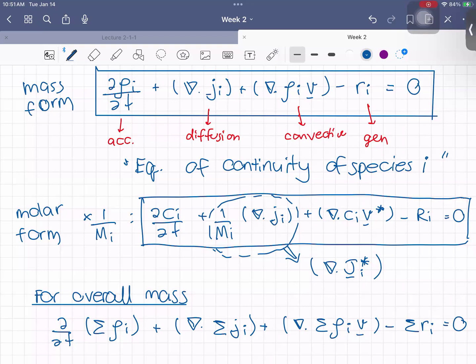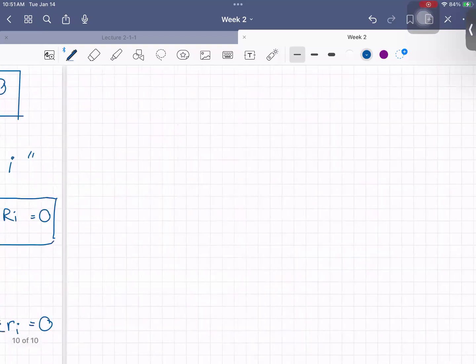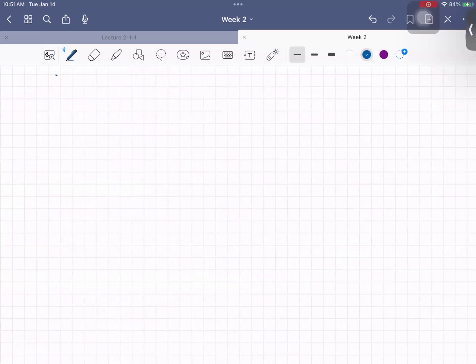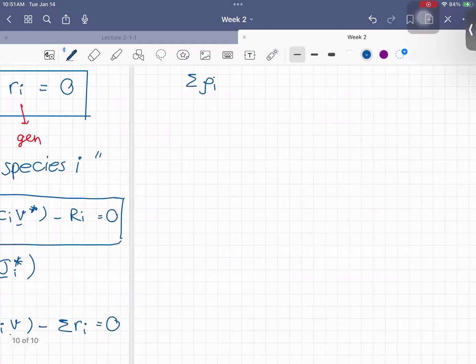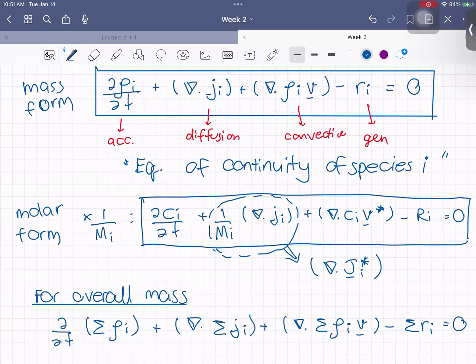Let's take a look at each term here. Let's start with the first term. What would be the sigma rho i? Let me move to the next page. Okay, sorry. It's okay, take your time. Don't waste your time after class. You just need to finish this in class.